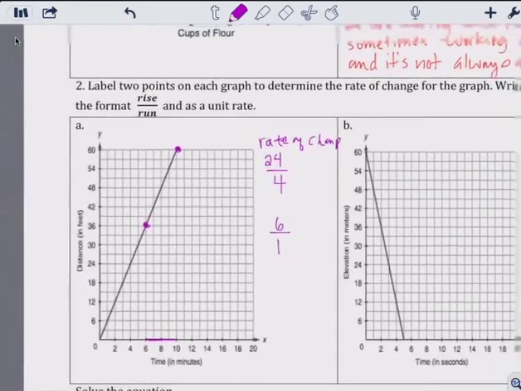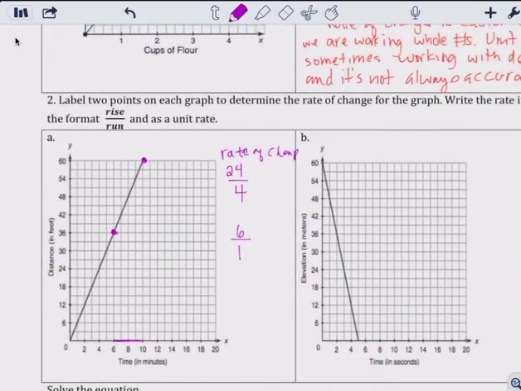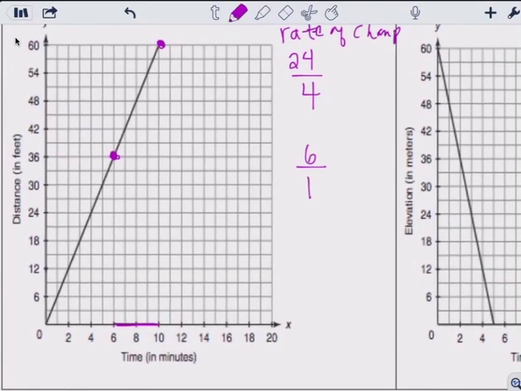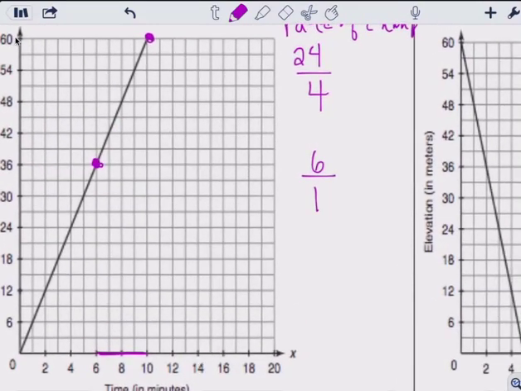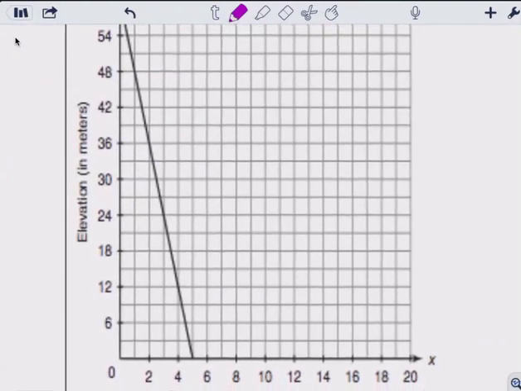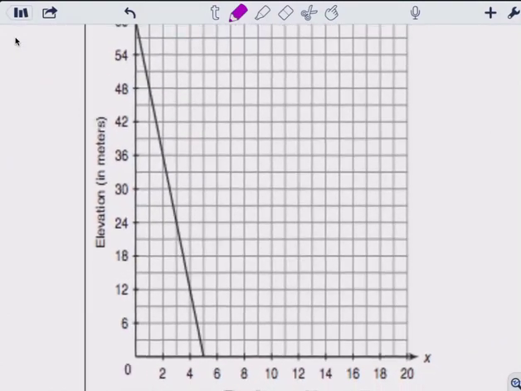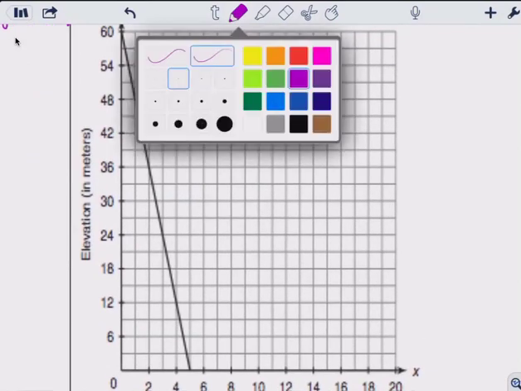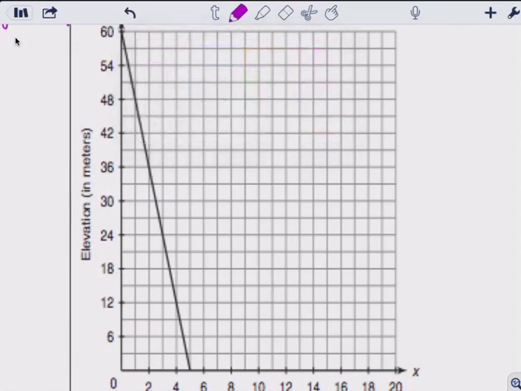What does that mean? That means 6 feet in 1 minute, or 24 feet in 4 minutes. Okay? Here, where would you want your points? 4, 12. That's a good spot. And where else?